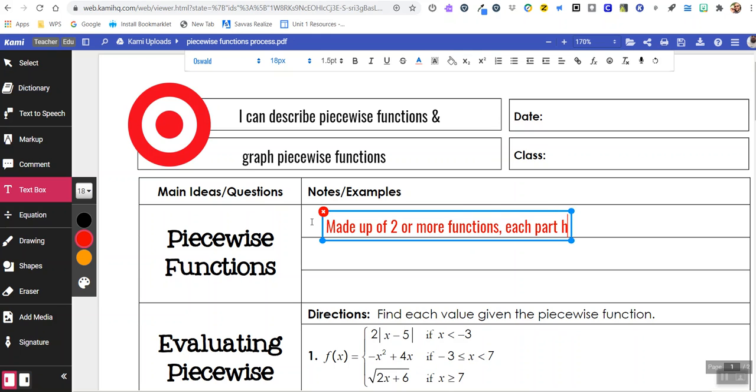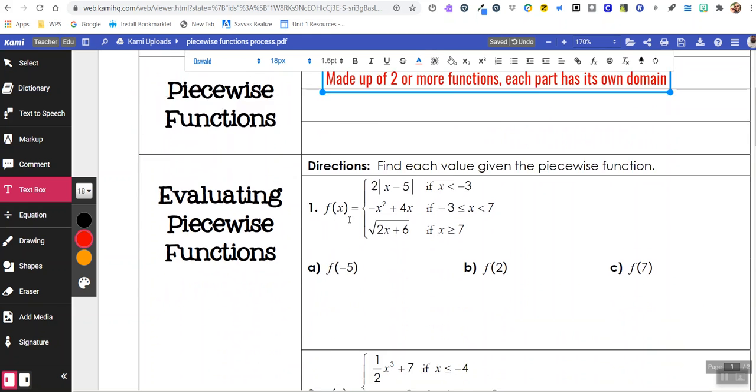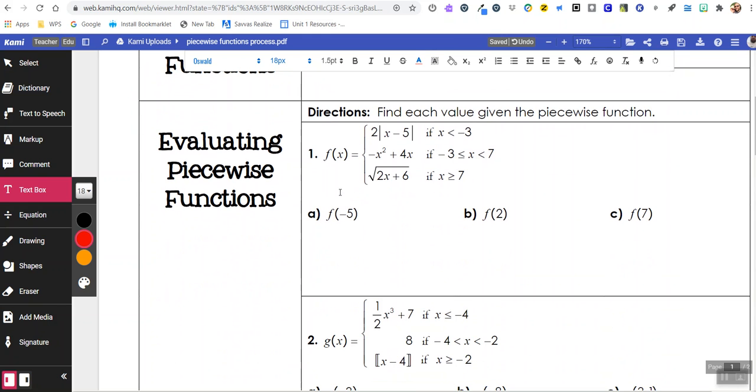Each part has its own domain. Pretty simple. So what does it look like? This right here is an example of a piecewise function.